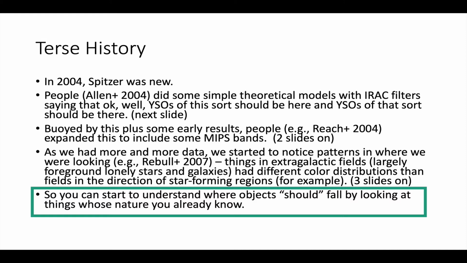If you look at a field that's almost all extragalactic things, there are going to be foreground stars and then galaxies. That's going to tell you something about what the colors of galaxies and stars look like. Then you can compare that to the color distribution of stars in star-forming regions to help you identify the young stars. The basic concept is that you start to understand where objects should fall in any given color or color magnitude diagram by looking at things that you do understand before you expand it to things that you are trying to explore.